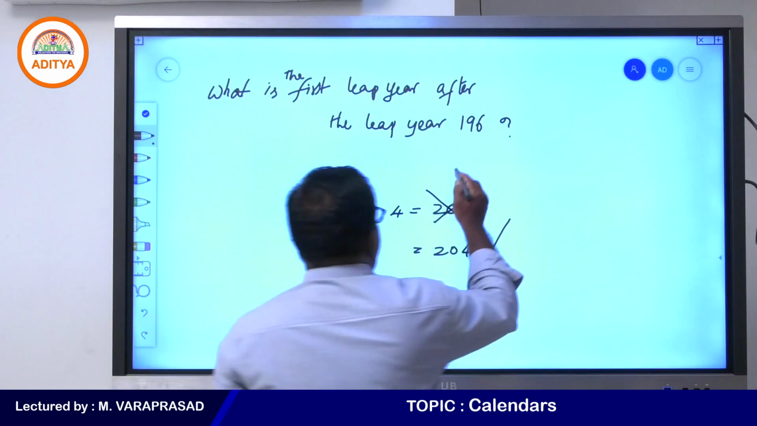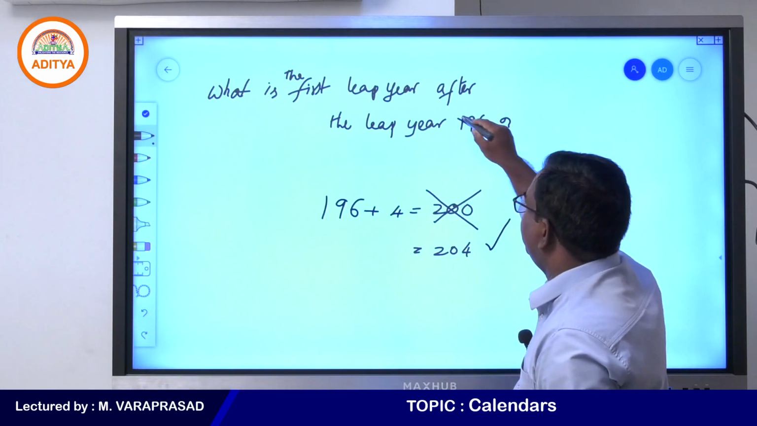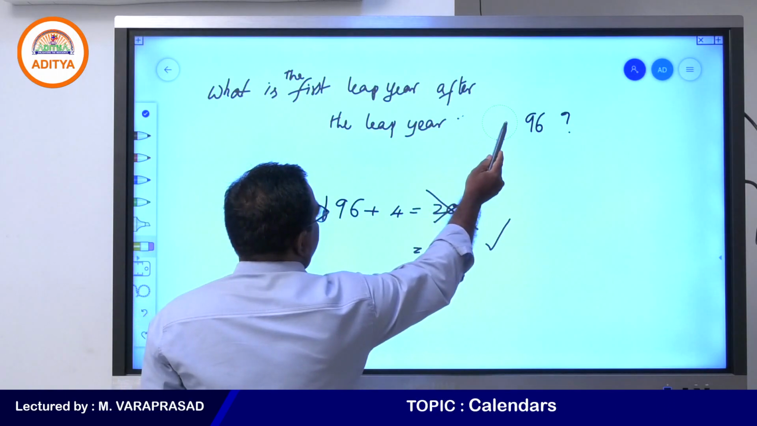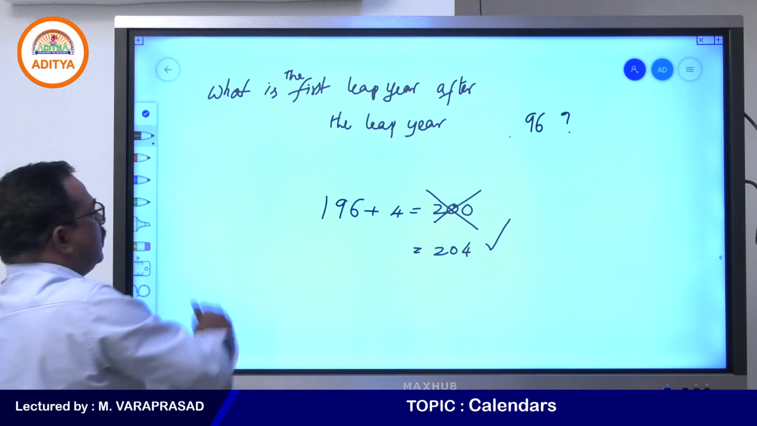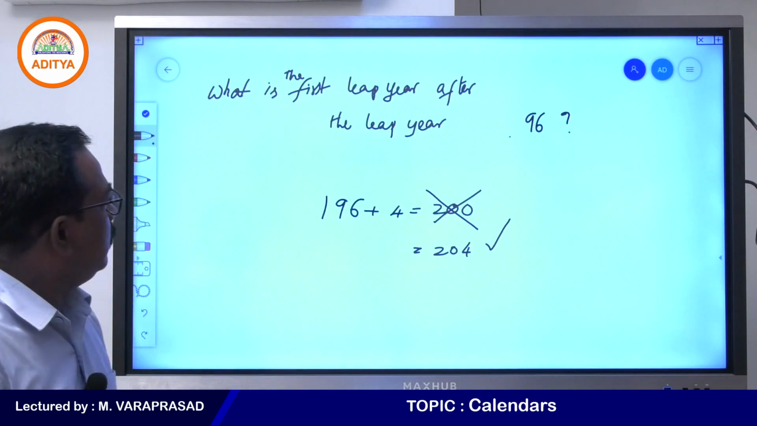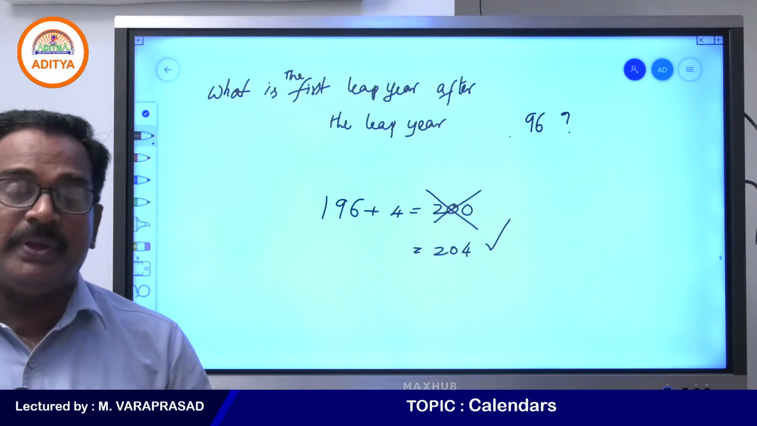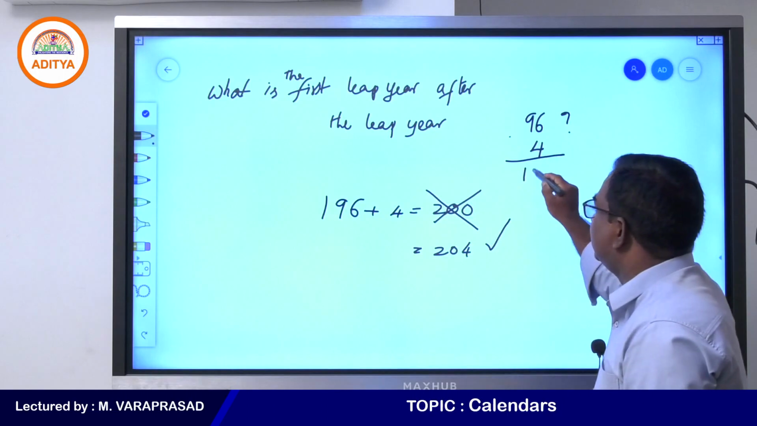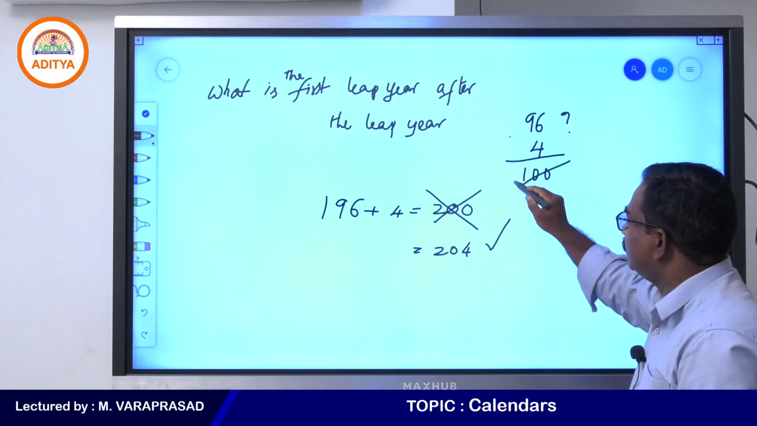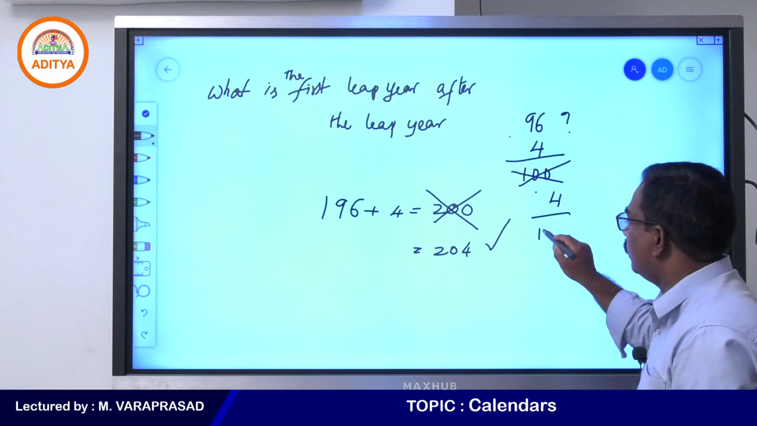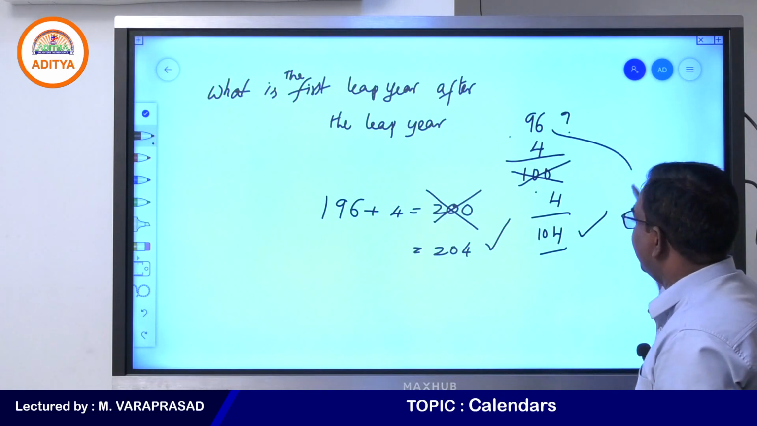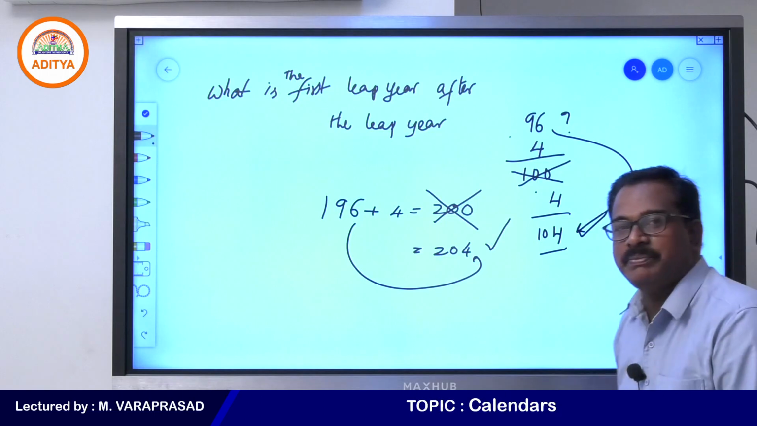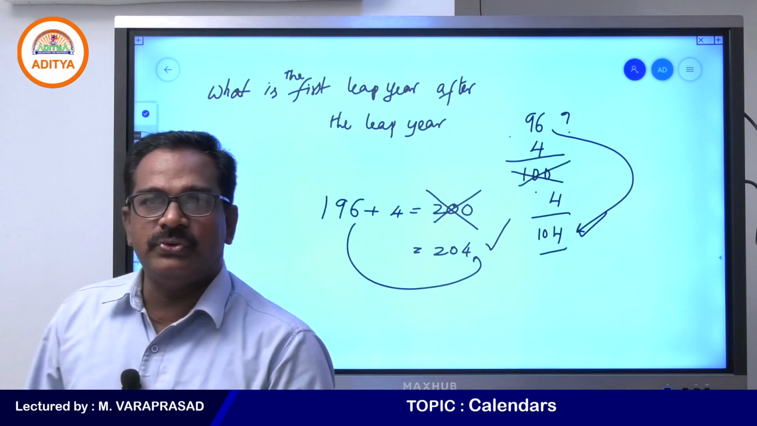What is the next leap year after 96? Because for every 4 years you will get a leap year. If you add 4, this is 100, a century, so it is not a leap year. One more 4, 104. After 96, the next leap year is 104. After 196, the next leap year is 204. Yes, very good.